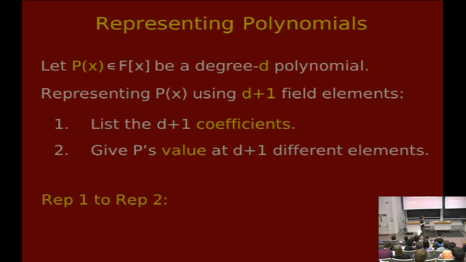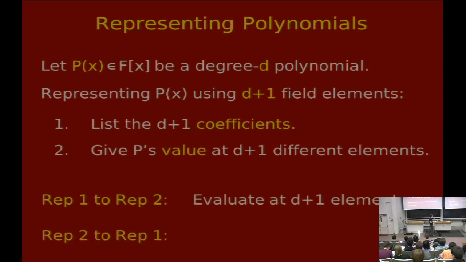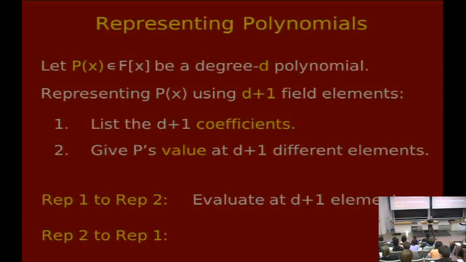Okay, so to go from representation 1 to representation 2, it's easy. If you have the coefficients and you want to get its values on, let's say, 1, 2, 3, 4 up to d+1, you just plug them in. And if you want to go backwards, if you have the values at d+1 different points and you want to figure out what the polynomial is, what the coefficients are, you do this interpolation algorithm. Okay? Does it make sense?